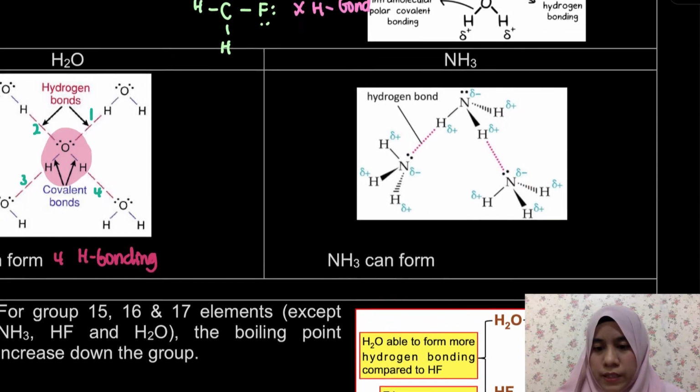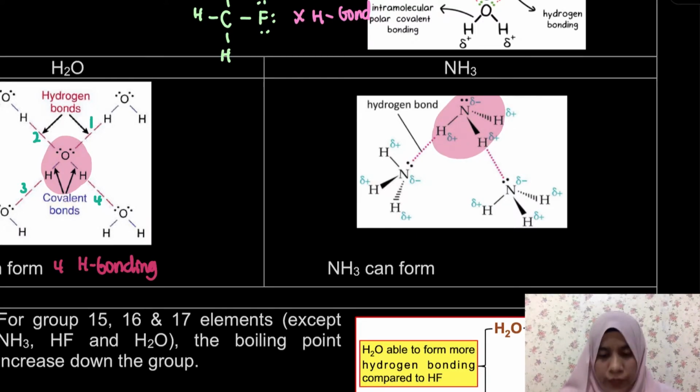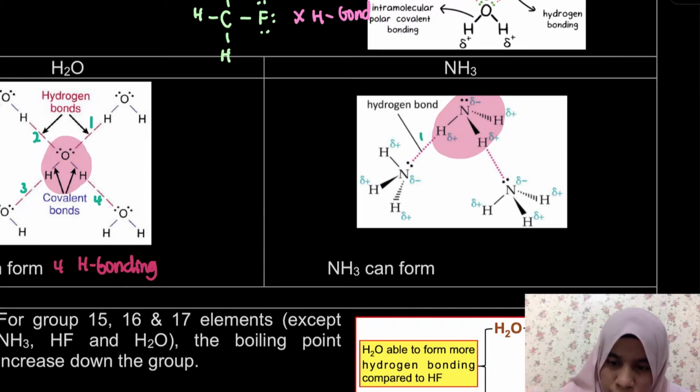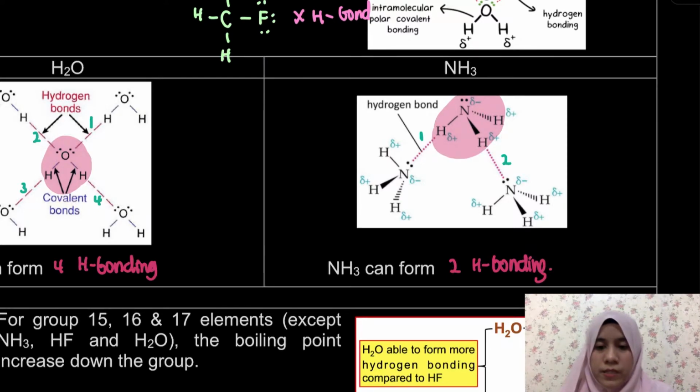Okay. Next is between our ammonia, NH3. So remember, N is bonded to our hydrogen. In this case, for each of my ammonia, it can have 1, 2 hydrogen bonds. So NH3 can form 2 hydrogen bonds. Why? Because to form a hydrogen bond, the hydrogen must be attracted to the lone pair on our electronegative atom.